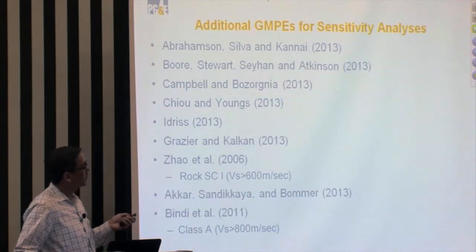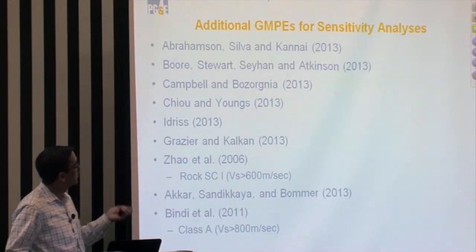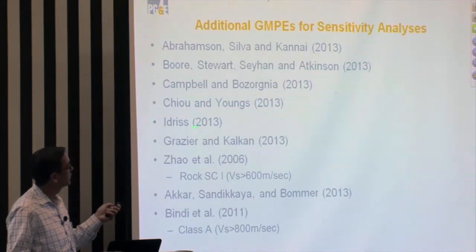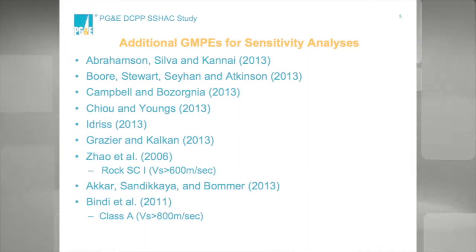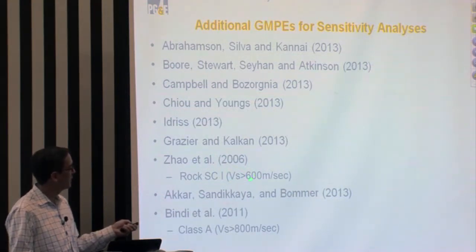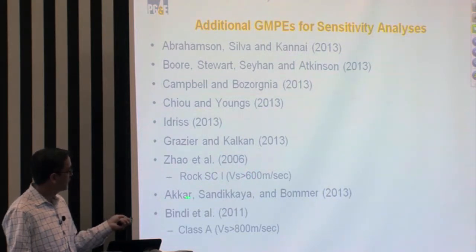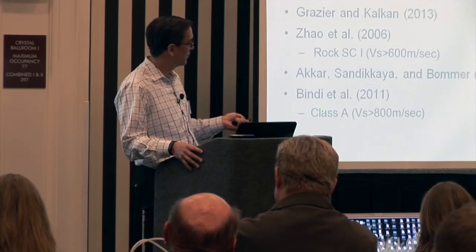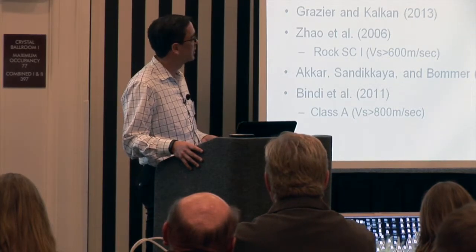These are the additional models that we're now considering. We've been over this before, but again, the first 5 are the new versions of the NGA West 2 models. Then you have 4 which are non-NGA, if you want to call them that. You've got the GK model 2013 and the Zhao et al. 2006, where the site condition is based on a binning of VS30 values. This is for SC1, which is greater than 600 meters per second. You have the European Akkar et al. 2013 and the Bindi 2011, which is again a site class based on a VS30 of greater than 800 meters per second.